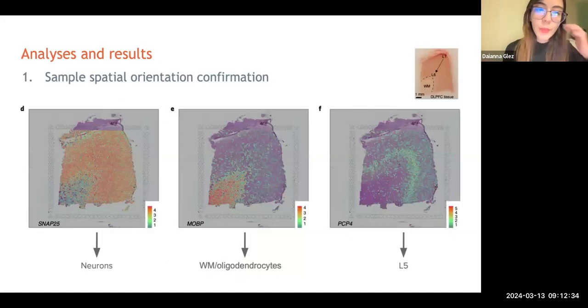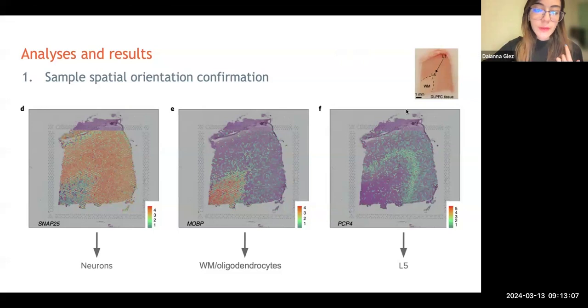Okay, so moving to the analysis they performed and the results they obtained. The first thing they wanted to confirm was the spatial orientation of the samples. Originally we have the tissue sections, these images, but we would like to verify that they are spatially oriented in this way, with the first layer at the top, the sixth layer at the bottom, and the white matter in the bottom left corner.